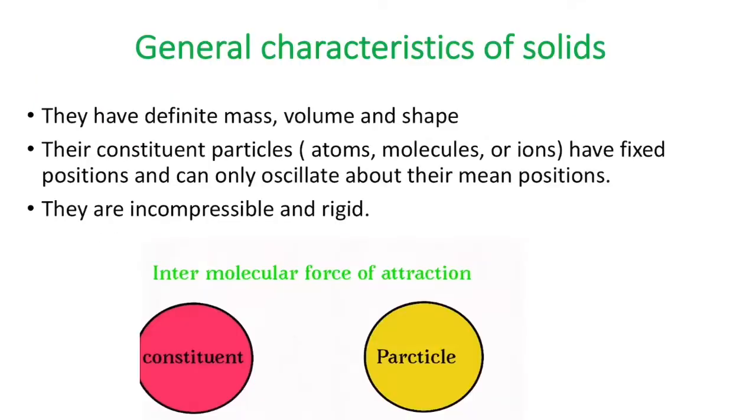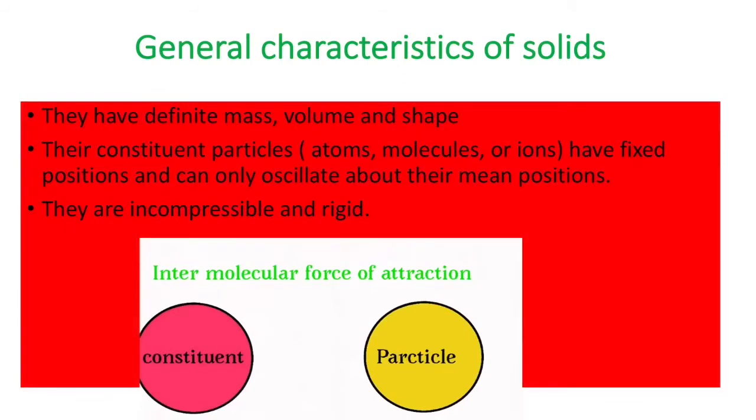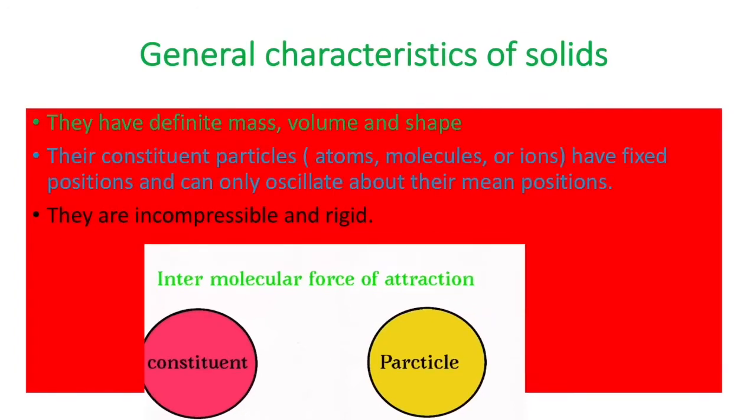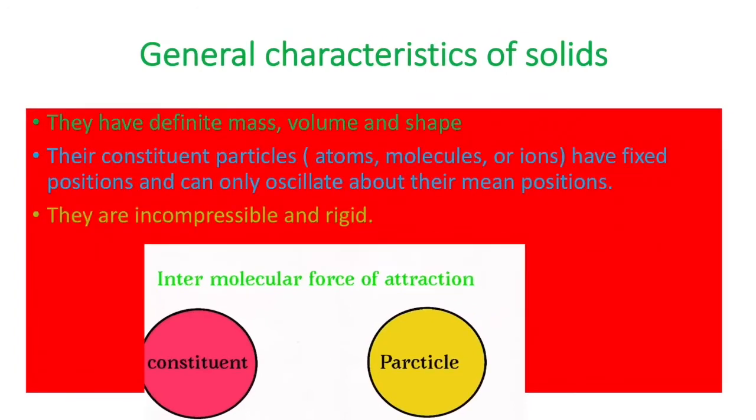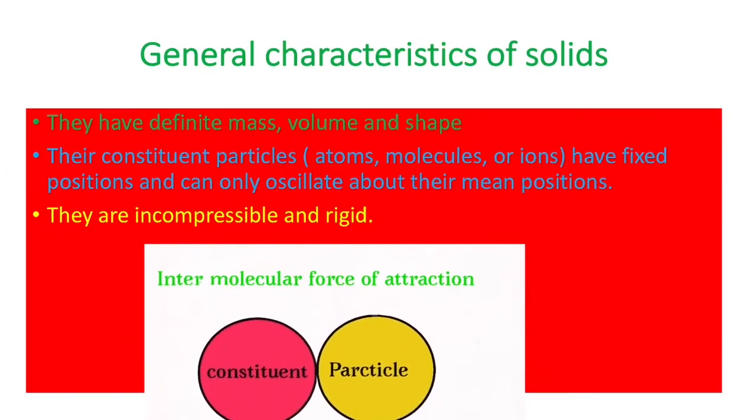Since the intermolecular forces of attraction are higher in the case of solids, they have certain characteristics. They have definite volume, mass and shape. The constituent particles have a fixed position and oscillate about their mean position. They are incompressible and rigid. You can see in the animation below how they oscillate about their mean position.